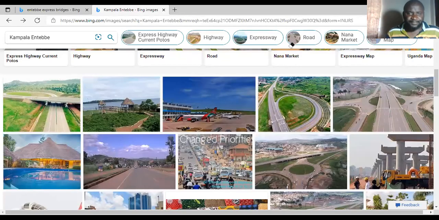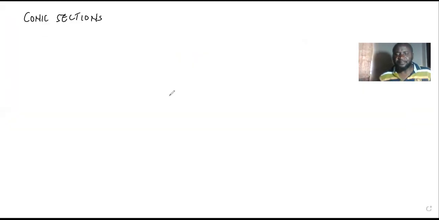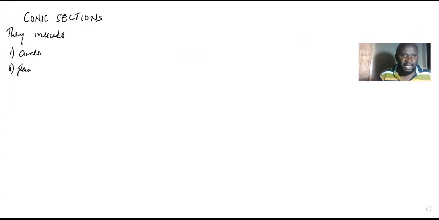Okay, so with that, let us straight away identify them. They include the following. 1, a circle, that one we have seen. 2, a parabola. 3, they include what we call an ellipse. And 4, they include what we call a rectangular hyperbola.